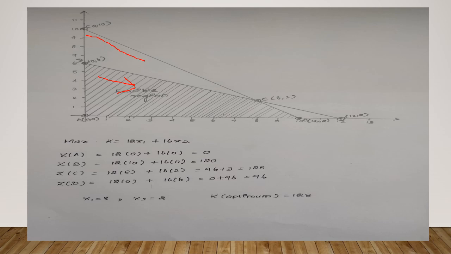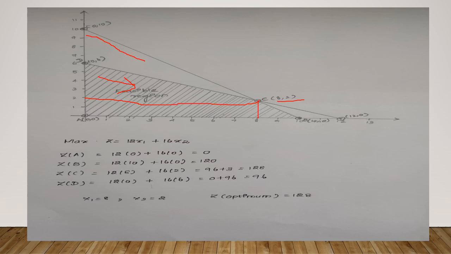Now I am substituting the values into my maximizing function. X1 is 0 and x2 is 0, I get 0. Then I substitute 10 comma 0, and I get 120. Then I substitute 8 comma 2. Why is it 8 comma 2? Because these two lines intersect here. See here, these two lines intersect here, and the corresponding point I get is 8 comma 2.